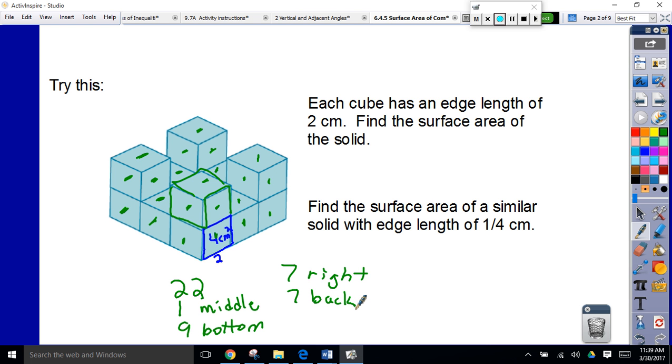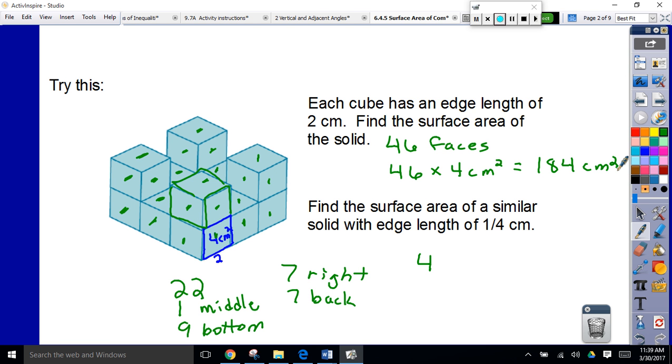So all total, let's see, we've got 22 plus 1 is 23, plus 9 is 32, plus 7 is, 46. Good. I see what I did, I didn't count the ones on the bottom. So there's 46, let me write up here. There's 46 faces, or 46 surfaces. Each one is 4 square centimeters. So when we multiply that, we get 184 square centimeters.